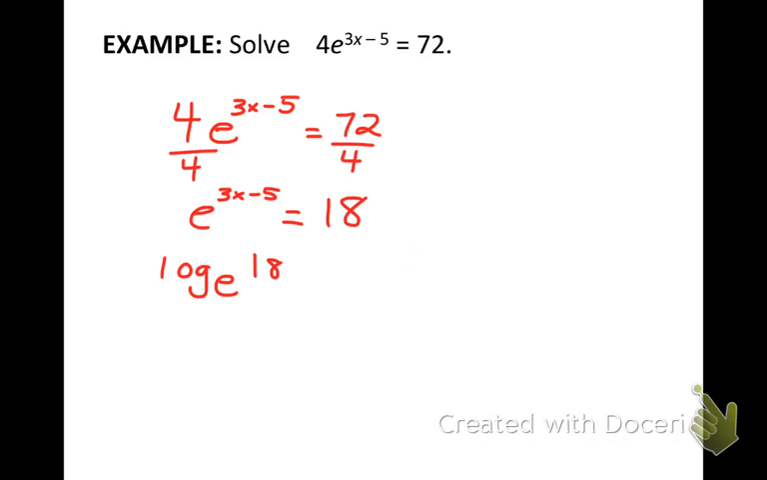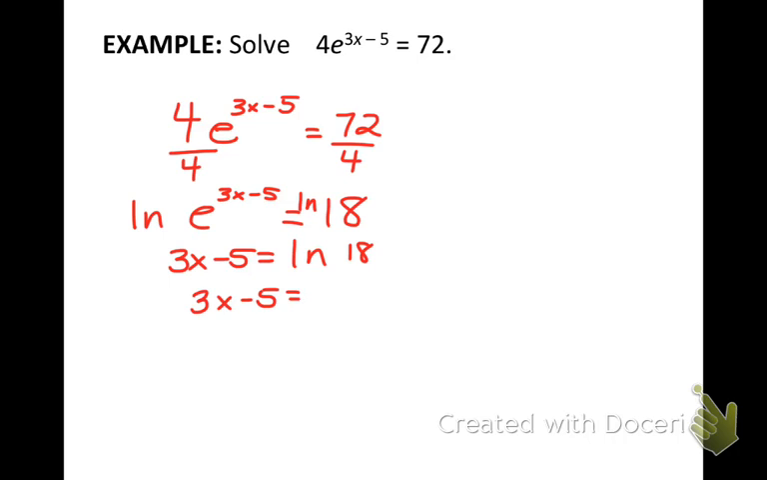But even easier, can't we just take the ln of both sides? So if I take the ln of both sides, now be careful right here, this ln and this e are going to cancel out. So you're just going to be left with the exponent of 3x minus 5 equals whatever the natural log of 18 is. I don't know what that is. 2.89. So we get 3x minus 5 is equal to 2.89. Now the rest is easy.